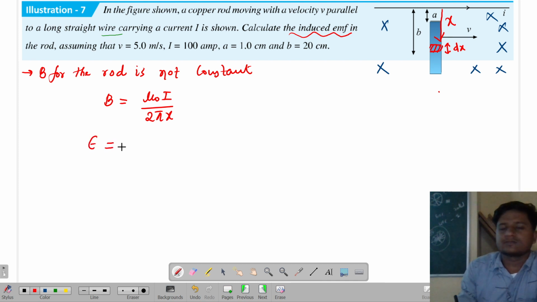EMF will be how much? EMF will be what? BLV or not? Tell me yes or no. So is this dx length also moving with a particular velocity v? Yes or no? So therefore this EMF will be what? A small EMF that is going to be how much?